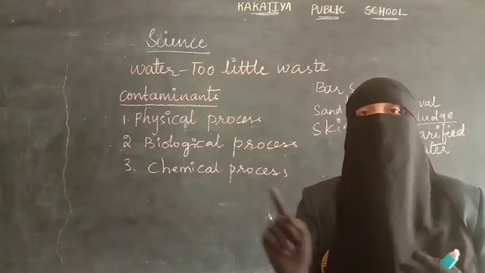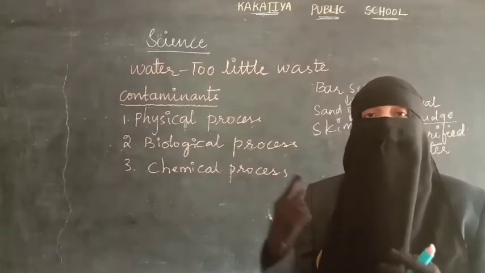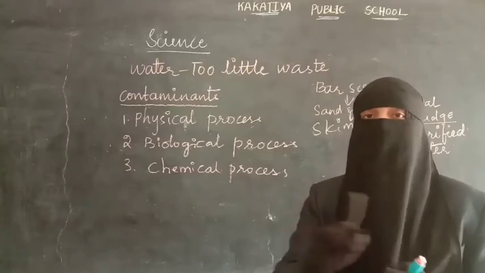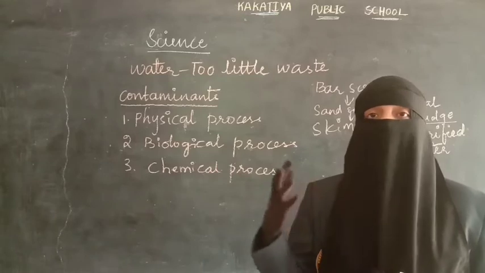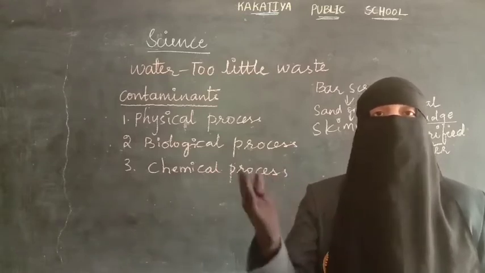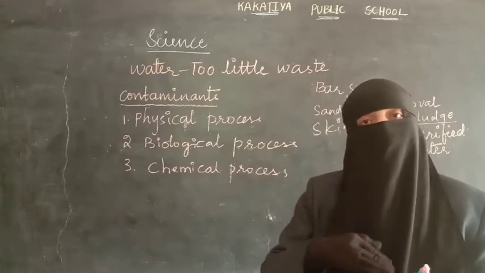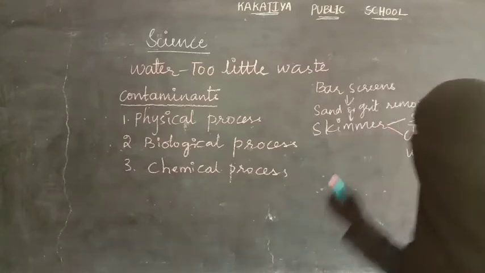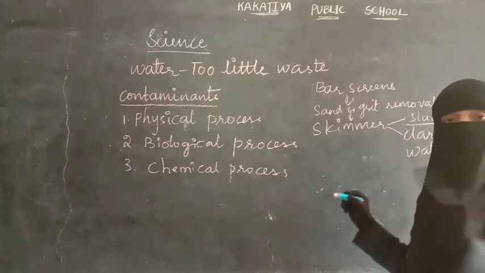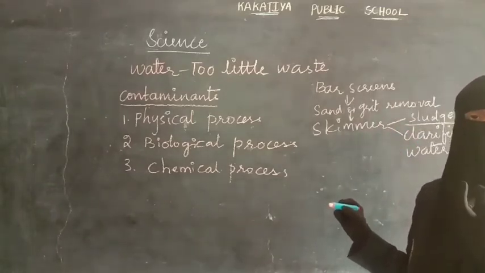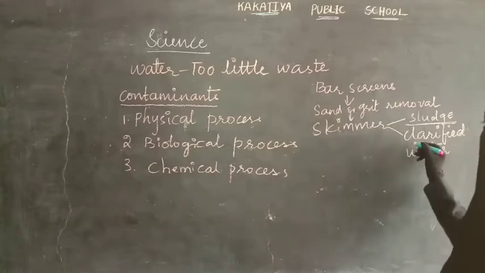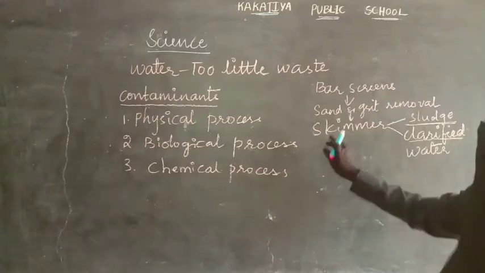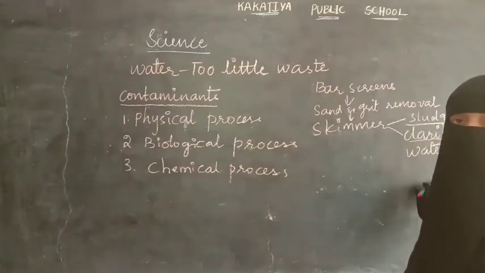So a skimmer will be present, and it will be skimming, rotating. When it is rotating, what happens? The floatable impurities like oil and grease get separated. Down below, the sludge has already been separated. Now after the skimmer has rotated, oil and grease have also been removed. So the water is called clarified water. In this tank we get sludge and clarified water.